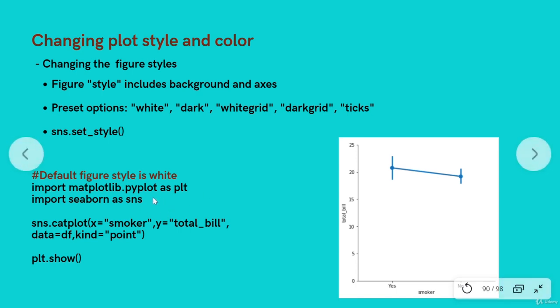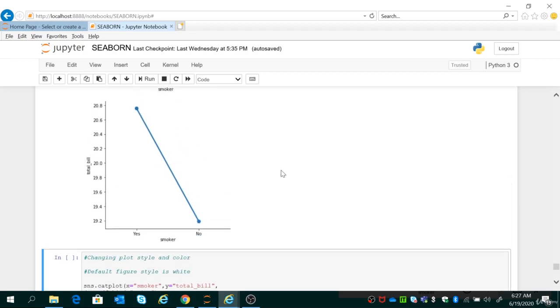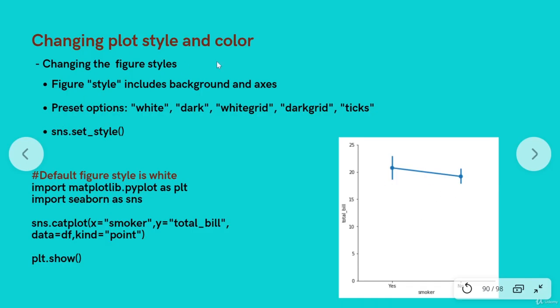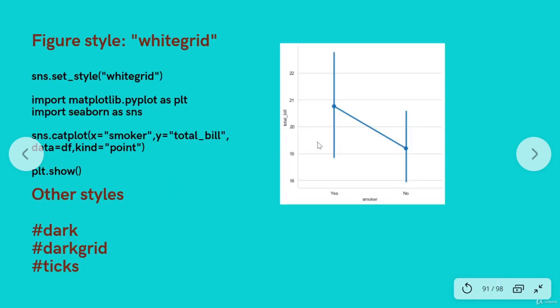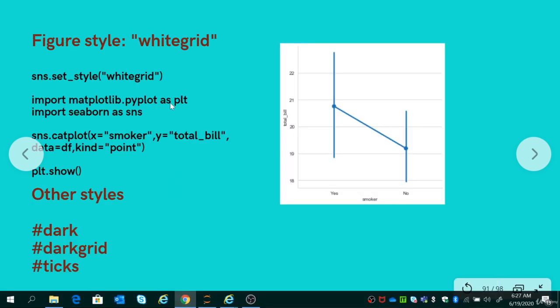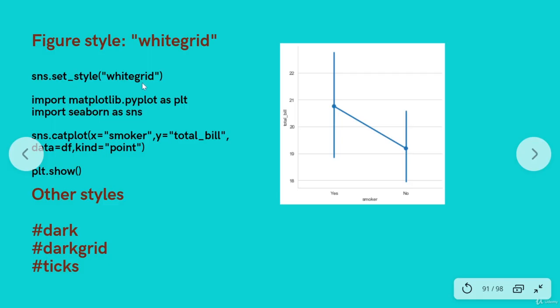Okay, this is what we got. So by default, the figure is white. In any figure, the background is white. So by default, it is the white plot styling that we are using. You can use any other whatever you want. So you have to simply call this. Suppose I want to use white grid. So I have to call this function as set_style equal to white grid, and this is what I get. Instead of a white background, you will get a white grid background. Similarly, you can use dark grid, ticks.